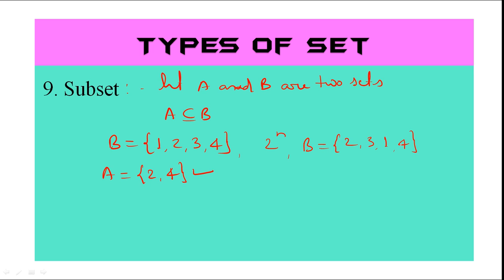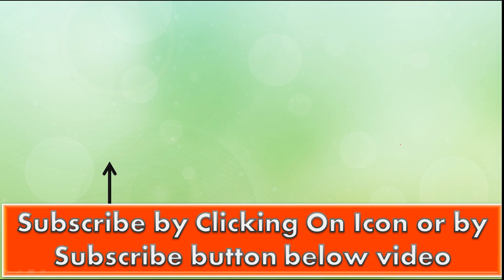The empty set, this is an important point, the empty set is also a subset of every set. The total number of subsets of a finite set containing n elements is 2 to the power n. I told you earlier, if it has n elements, the number of subsets will be 2 to the power n.